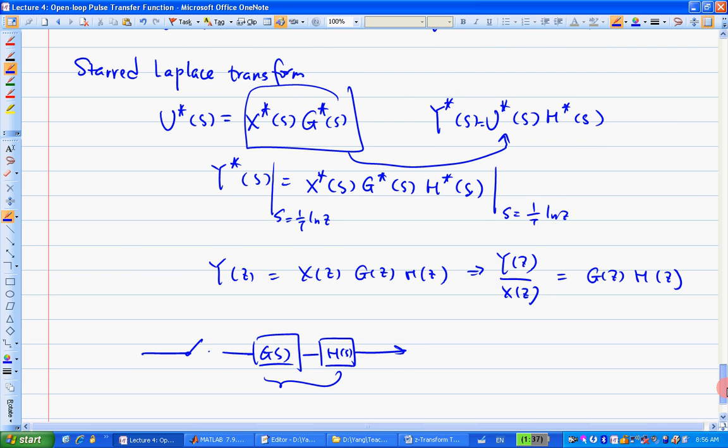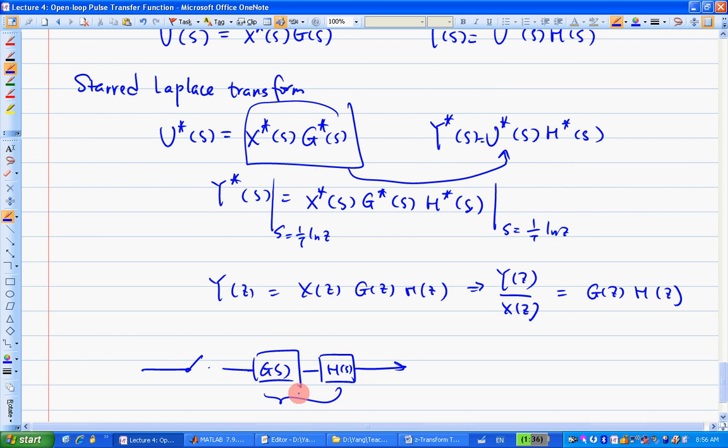Compared to this second case here, the z transform of this is actually different. You have to multiply these two together first, and then take the z transform of the resulting multiplication, GH. So this is the difference here.